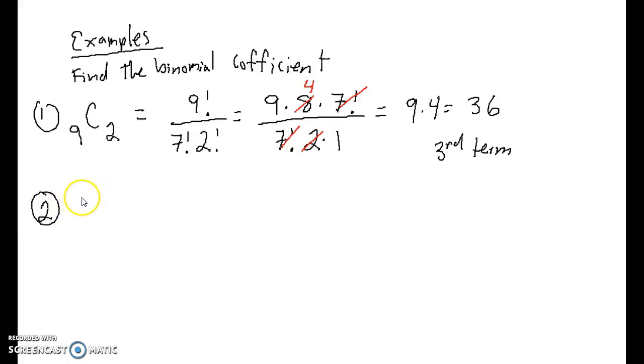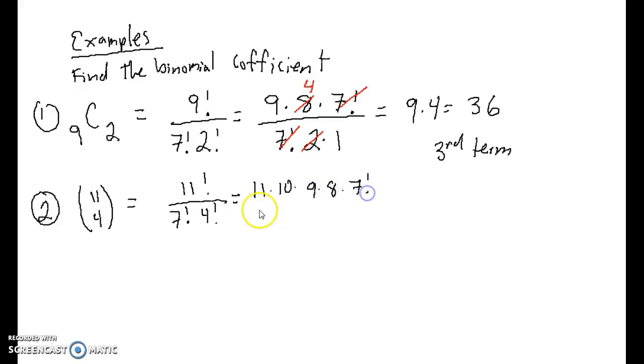All right, let's try another one. What happens if I write it like this, 11C4. Again, 11 is our n value. This number will always be larger. So 11 factorial. 11 minus 4 will give me 7 factorial, and then 4 factorial. Again, 7 factorial is my larger one. So 11 times 10 times 9 times 8 times 7 factorial over 7 factorial times 4 times 3 times 2 times 1.